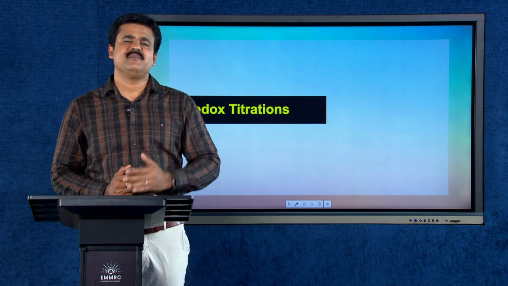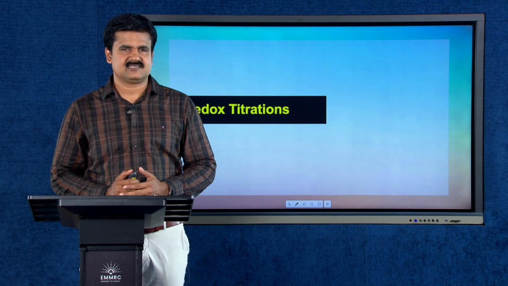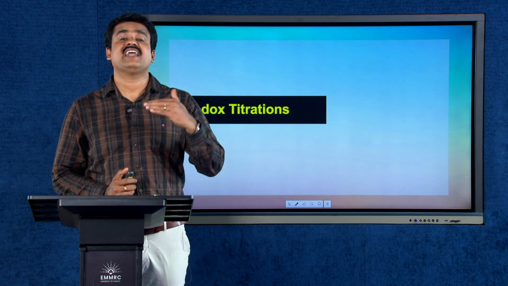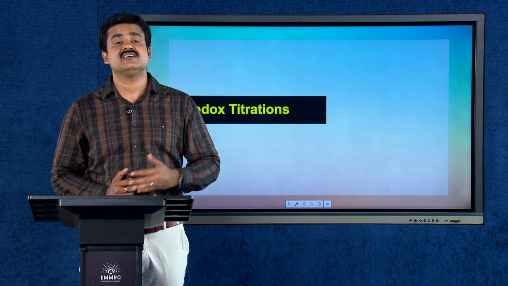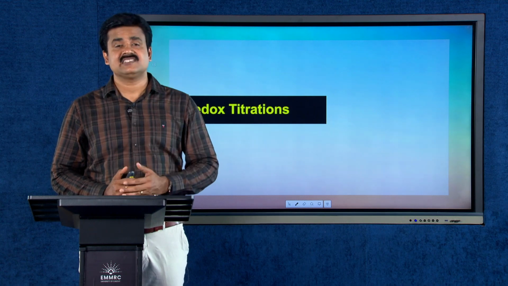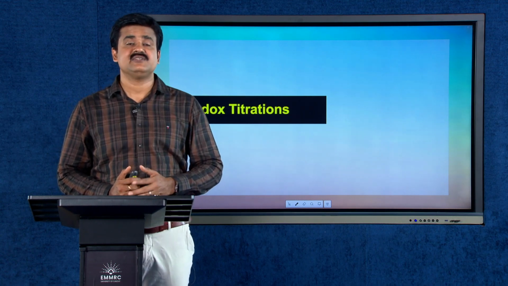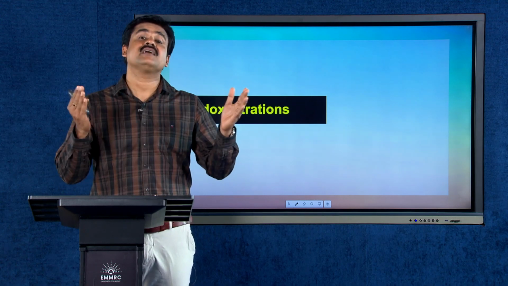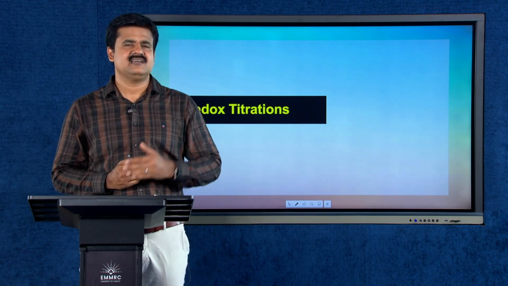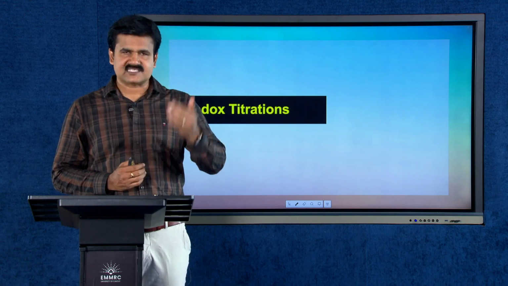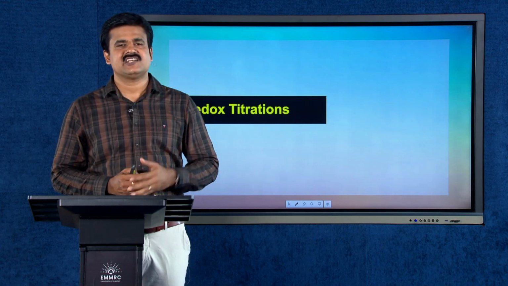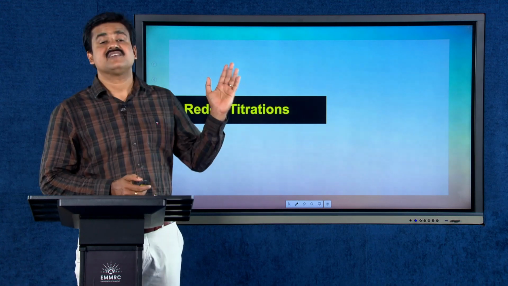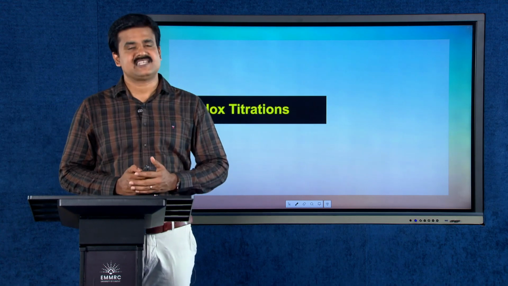You are very much familiar with the volumetric analysis. In volumetric analysis, we are finding out the concentration of an analyte by measuring the volume. Volumetric analysis belongs to quantitative chemical analysis. In volumetric analysis, there are different kinds of titrations like acid-base titration, redox titration, precipitation titration, etc. In this part of the discussion, we are first looking into redox titrations.